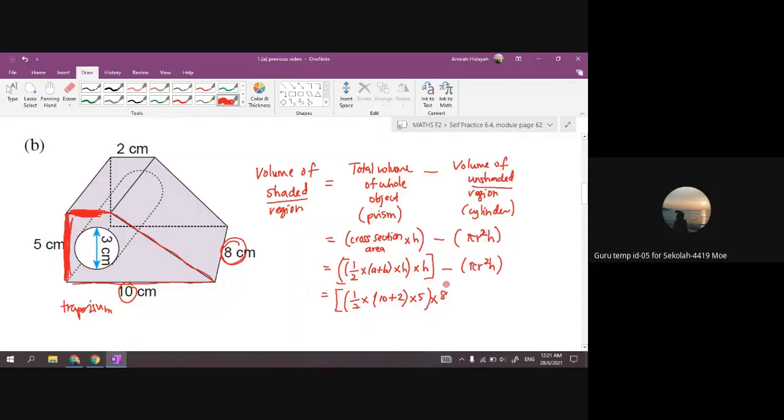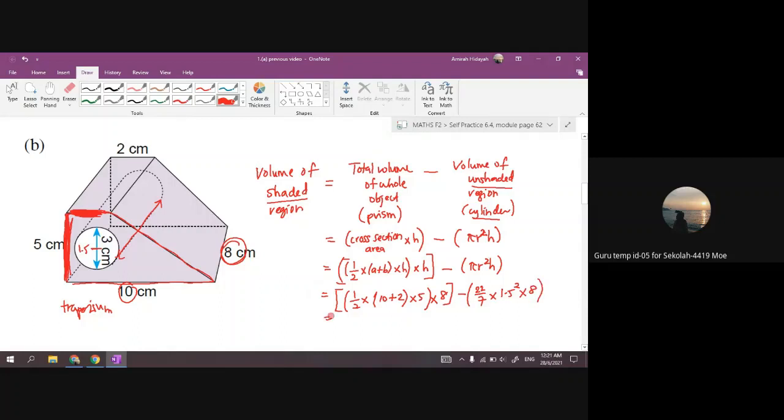Times 8. Then minus, so pi 22/7 times radius of the cylinder. This radius of the cylinder, the diameter is 3, so divide by 2 and you get 1.5, right? So 1.5 square times height of the cylinder, and the height is 8.